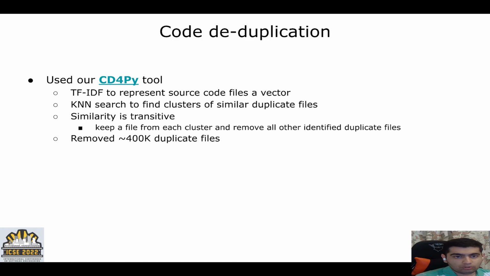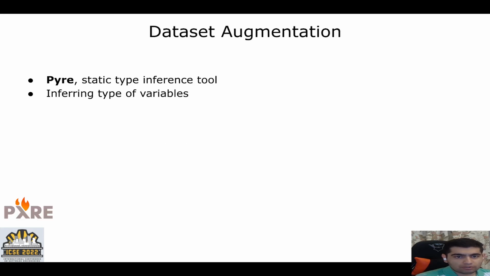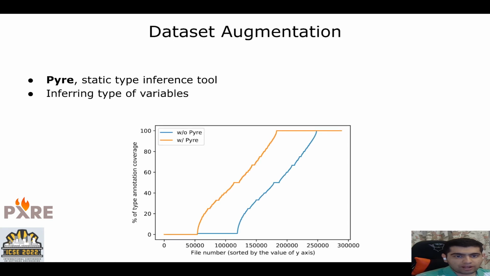First, we perform code deduplication using our tool CD4Py. This step is essential to make sure there is no duplication between the training and test set. As a result, we removed around 400K duplicate files from the dataset. And we also augmented our dataset using a static type inference tool, Pyre, to add more type annotations for variables in the dataset. As shown in the figure, after using Pyre, the percentage of type annotation coverage for source files in a dataset is significantly increased.